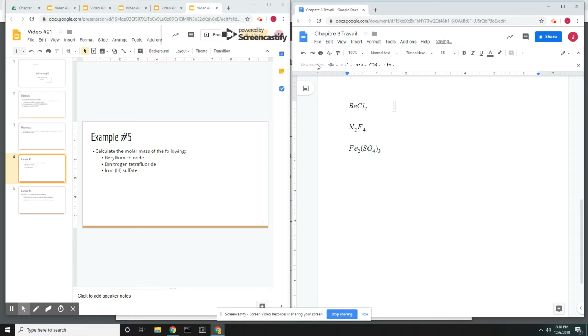And then I will use a periodic table, find beryllium, see that its molar mass is 9.01. Then I've got 2 chlorines, each with a molar mass of 35.45. Just add it together. And the unit here is grams per mole. The others follow the same sort of format.